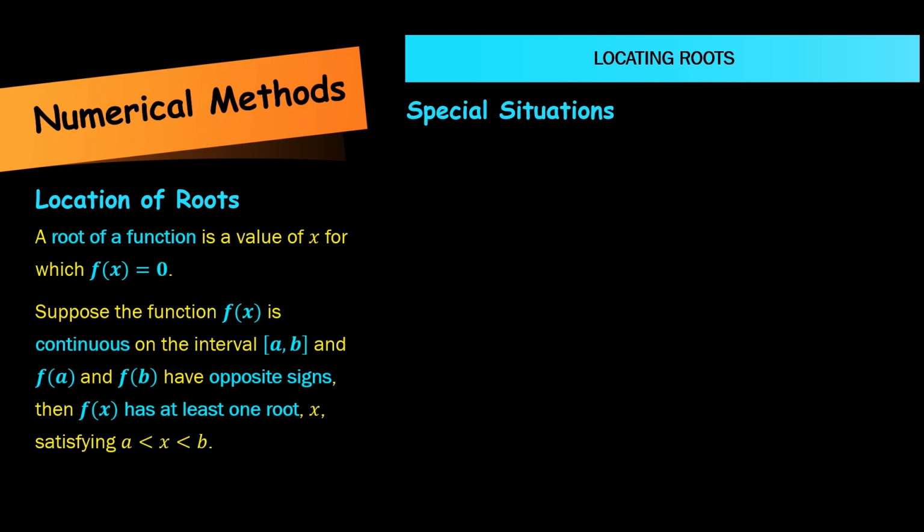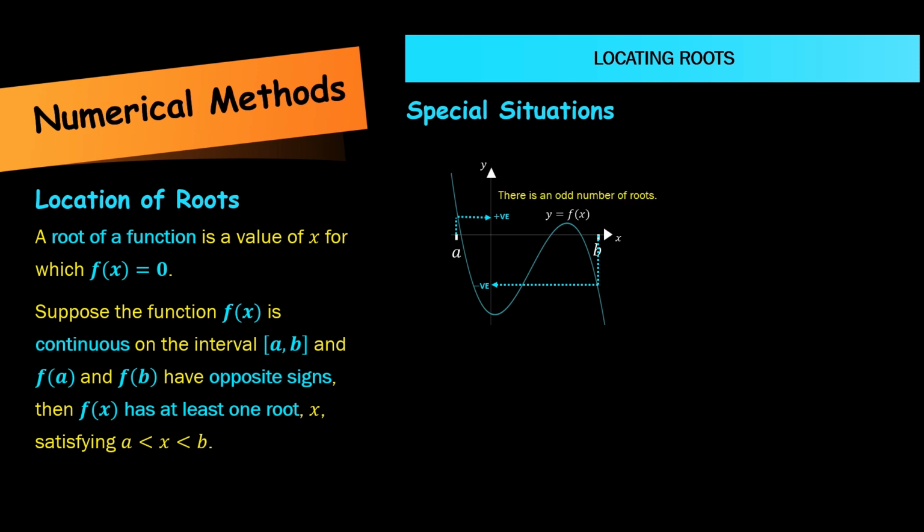Let's now take a look at some special situations. Consider this function y = f(x) in the interval [a, b]. Notice that a maps to a positive value and b maps to a negative value. Notice also that there is an odd number of roots. In this example, there are exactly 3 roots on the screen. So, a change of sign does not imply exactly 1 root.